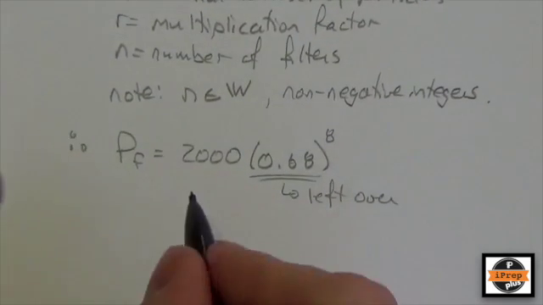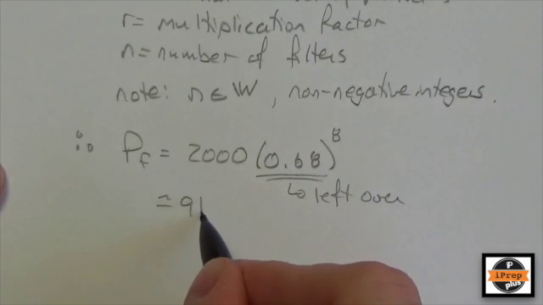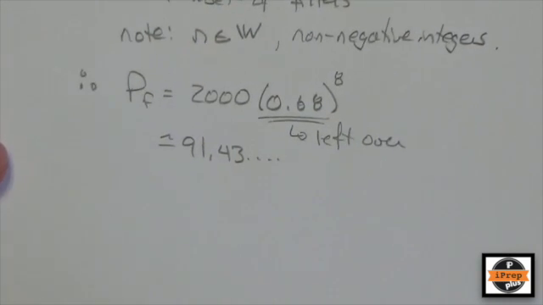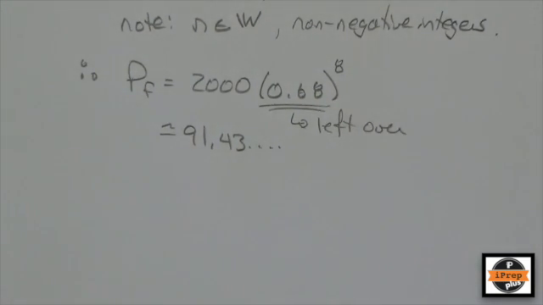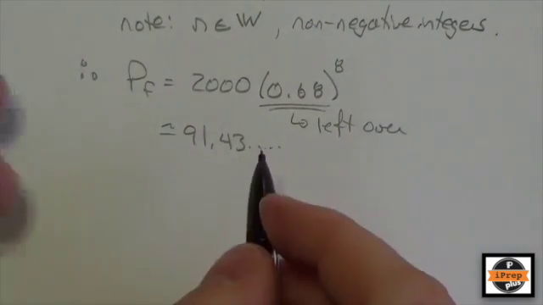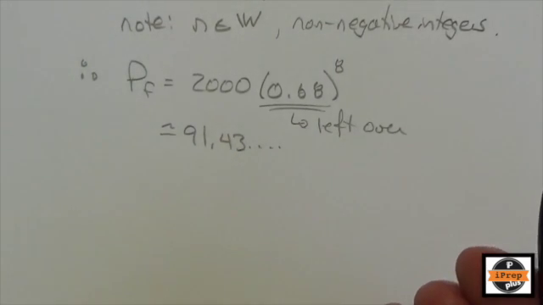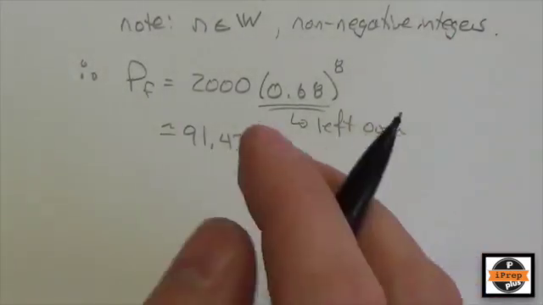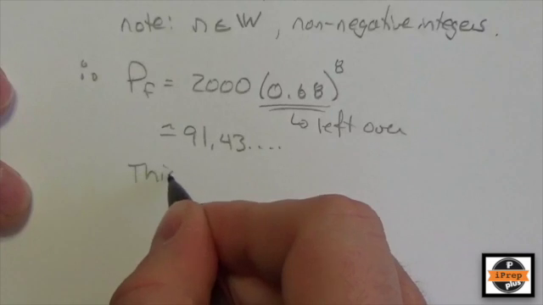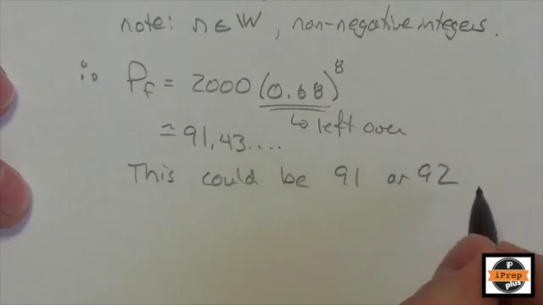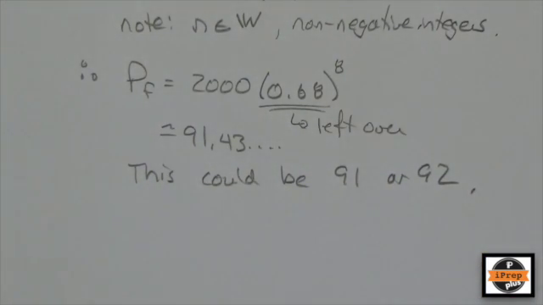When you evaluate that, we get approximately 91.43, and it goes on and on. But just like the previous question we were talking about with gophers, because we're talking about particles of suspended matter, this is a discrete thing. We're talking about a number of particles. If you slice a particle in half, we're not accounting for size here, you've actually got now 2 particles. So this could be 91 or 92. Either way, those would be acceptable answers.